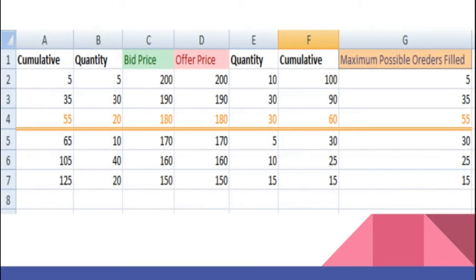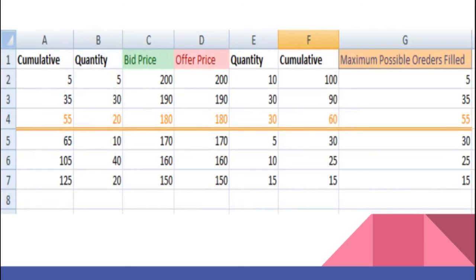On the selling side, let's say there are 15 orders waiting to get filled at 150 and 10 orders waiting to get filled at 160. If 15 people are willing to sell at 150, they are also willing to sell at 160. So the cumulative orders waiting to get filled at 160 would be 25.